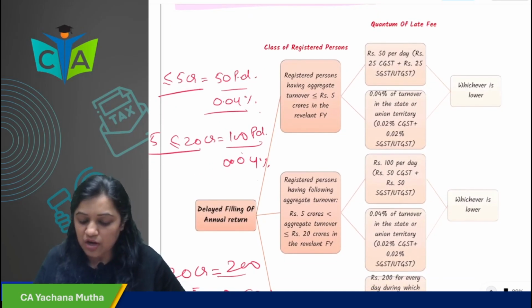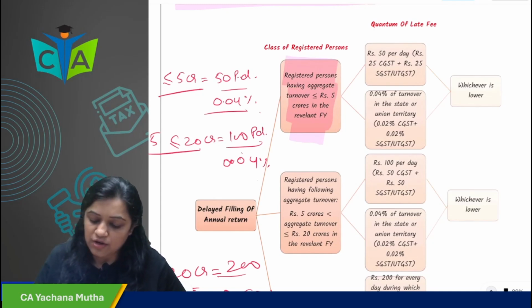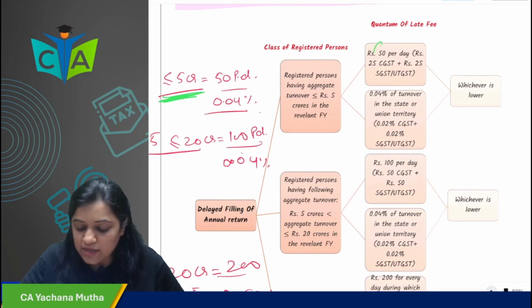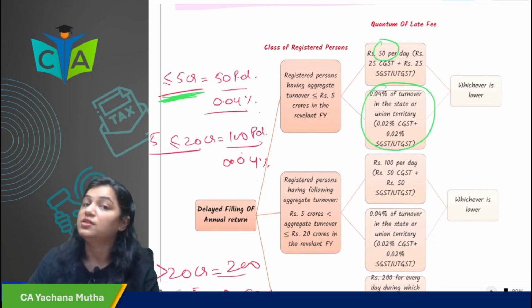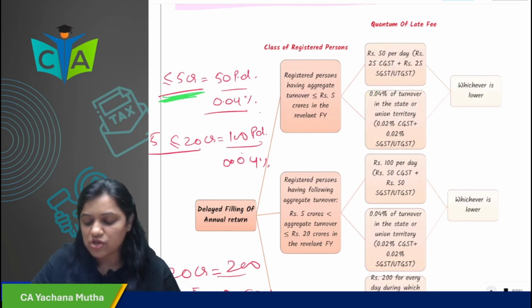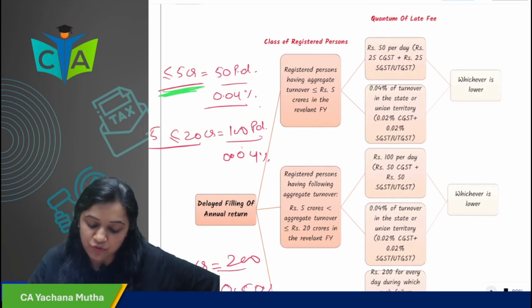So now, if you are a registered person and your aggregate turnover is less than or equal to 5 crore, in that case the late fee is 50 rupees per day or 0.04% of turnover in the state or union territory, whichever is lower. You remember we have studied the definition of turnover in the state or union territory.